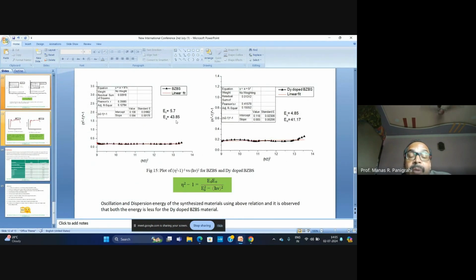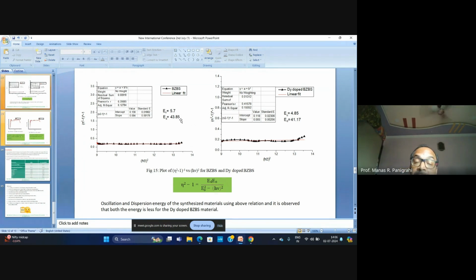Here, in this particular equation, ED and E0 are the dispersion energy strength and oscillation energy strength, and this is again with respect to the energy spectrum. After the regression, we can see that the oscillation energy is 5.7 in case of your undoped material, where it is 4.85. And dispersion energy is 48.85, here it is 41.17. So whatever parameters you are calculating, they are a little less as compared to the undoped material.